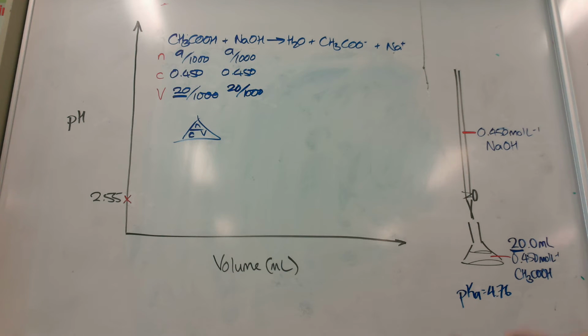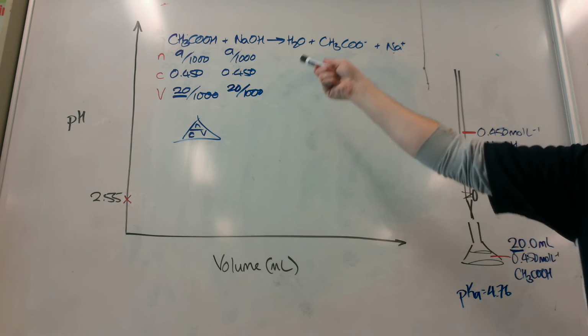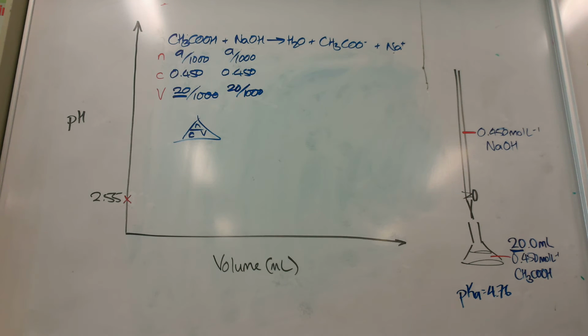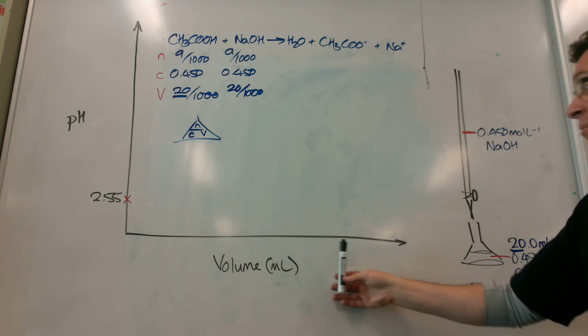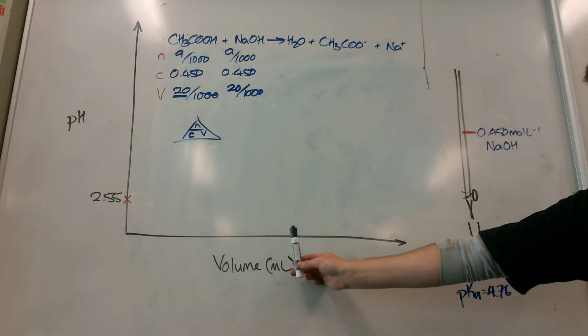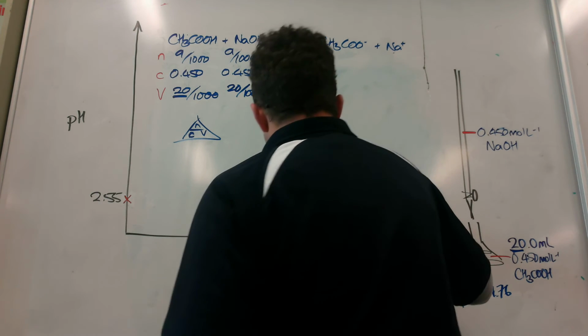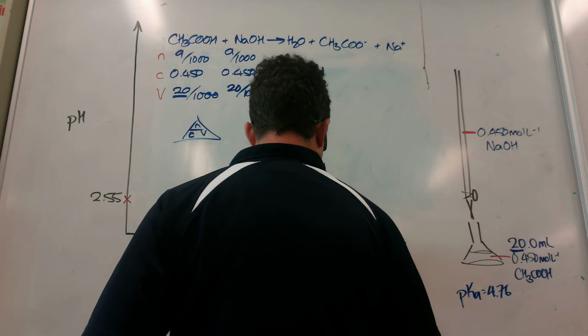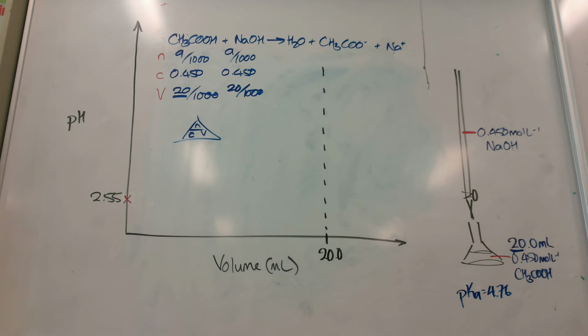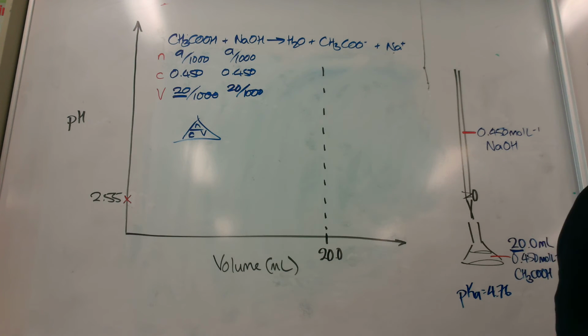Okay, so I'm going to do a dashed line at 20 mils. And because I'm sketching, I can draw it anywhere I want. Just don't go too far to the left, because it'll look stupid. So we come quite far to the right, at least halfway. So here's my 20 mils, where this reaction is correct.